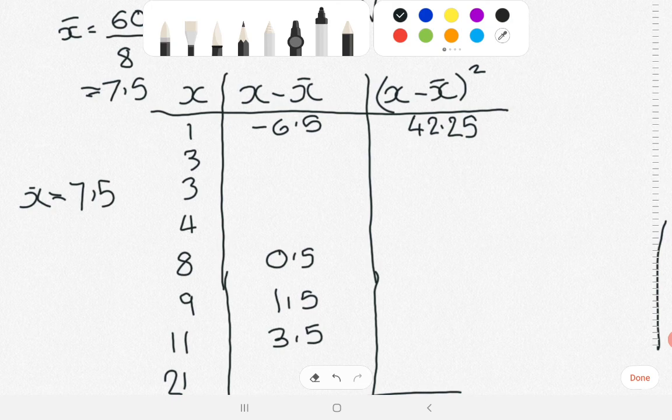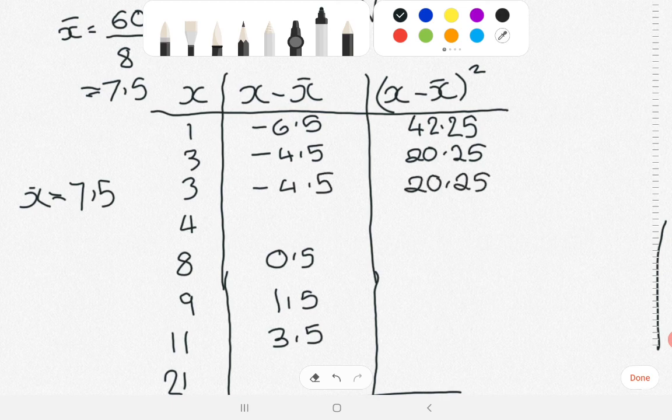That gives me negative 4.5. And I can square that. I'm just going to square that now while it's on my calculator screen. And I get 20.25. And then, obviously, the next row down is 3 again, so we're going to get the same answers.